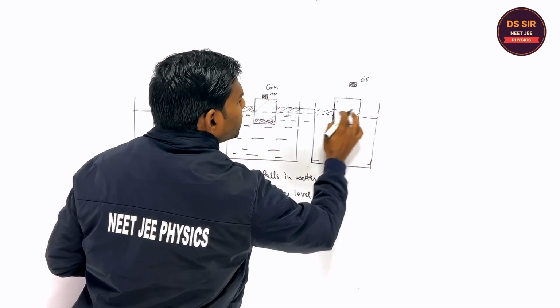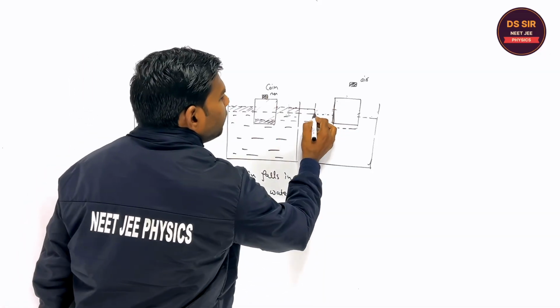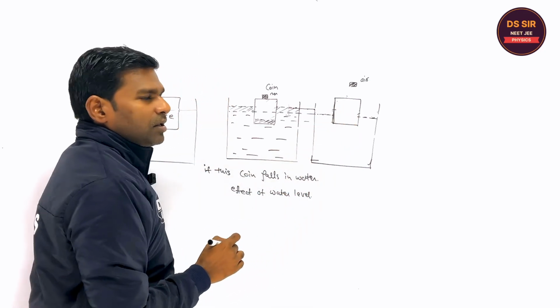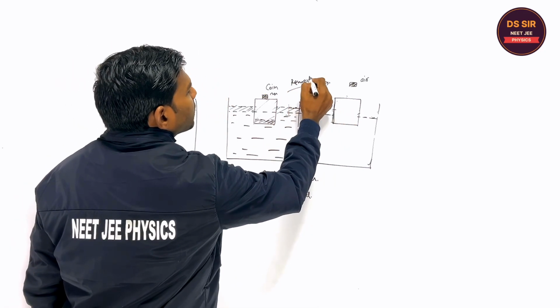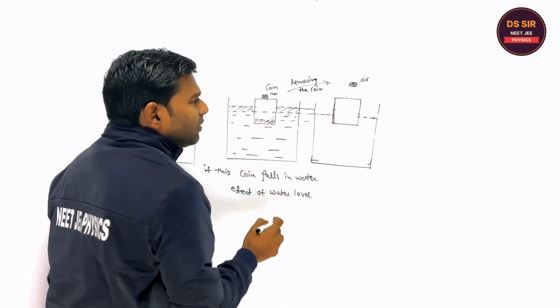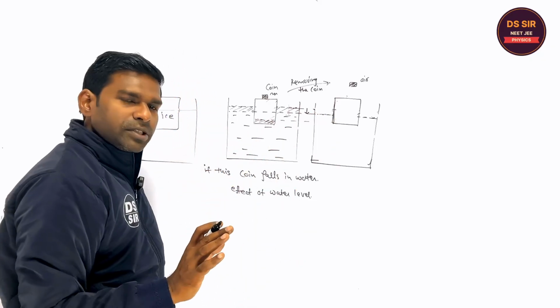Go to this side. Is it clear or not? You tell. So now the water level will rise or fall after removing the coin? The water level will fall down. Is it clear or not?